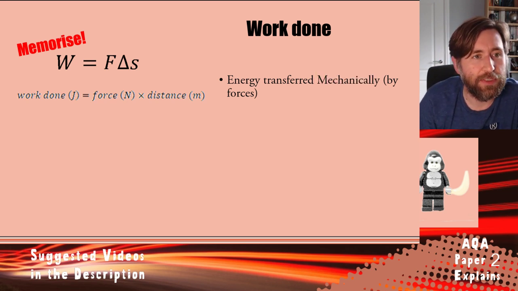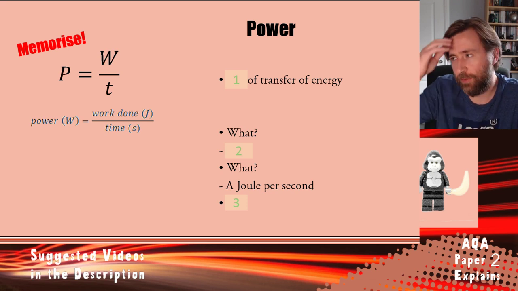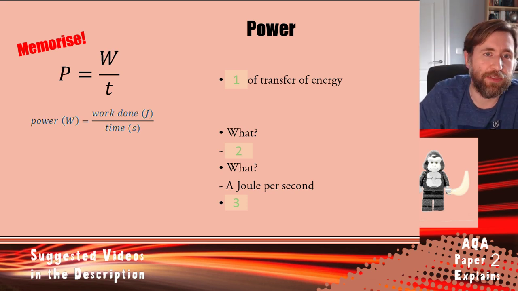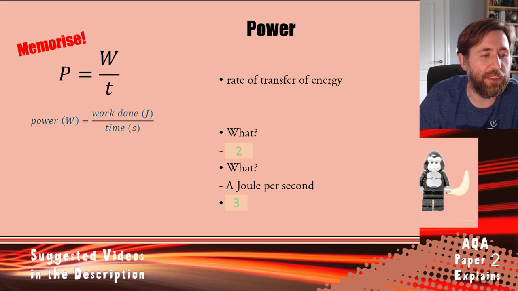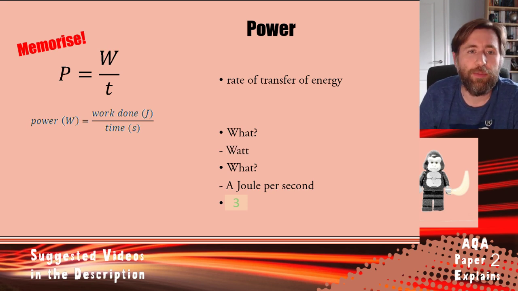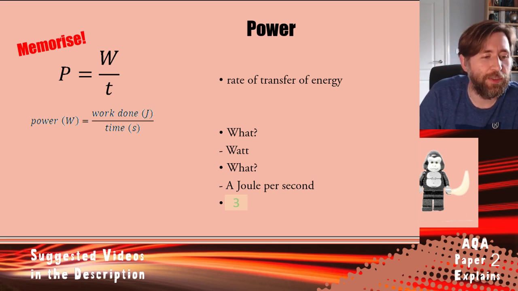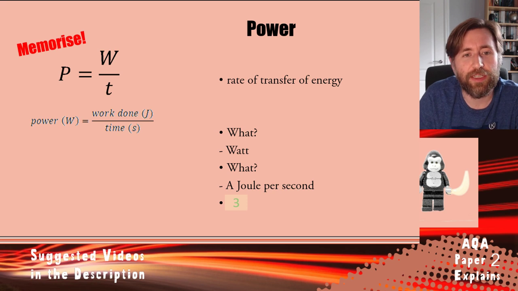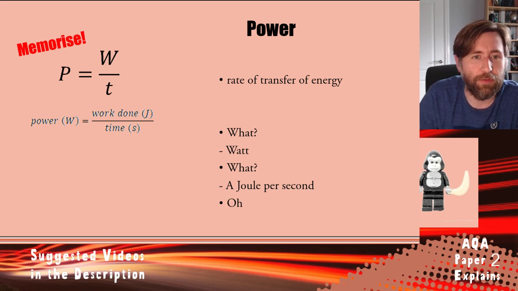Work done, as you know, is energy transferred mechanically by forces. It's force times distance. Power, as you know as well, which you may have to use in this paper too, is the rate of transfer of energy. A watt is the unit of power. A joule per second. So power is how much work in how much time. So what is a watt? It's a joule per second.